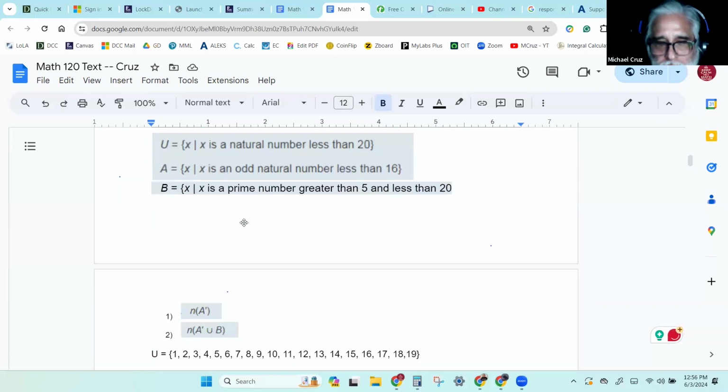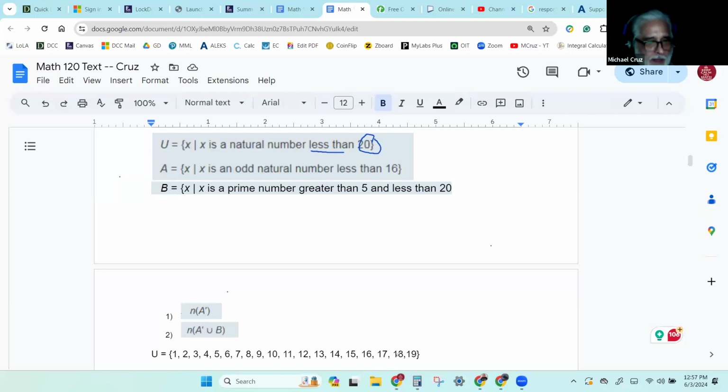Let's see here. All right, let's do a little bit more with set operations. Now we're doing it with elements inside. So we've got the universal set defined in a more complicated form, so we have to understand how to interpret it. It says natural number, so that means it doesn't include anything in between. It starts at 1 and then goes all the way to less than 20, okay?